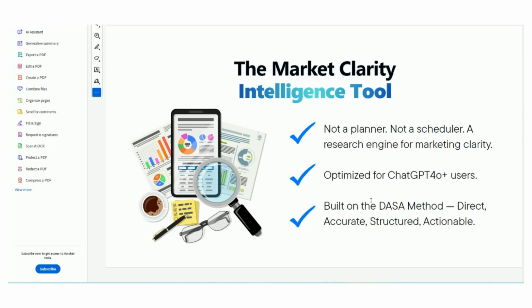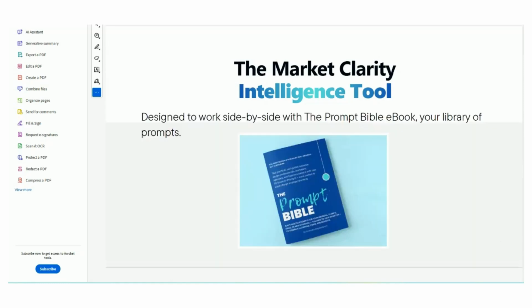Now, it's also built on our proprietary DASA method, which are all of our prompts, everything that you are going to use to get this clarity, to get this data, to get these insights, to get this strategy, to get this messaging. It comes from direct, accurate, structured, and actionable prompting. You're like, okay, Shamara, where do I get the prompting from? Well, here you go. So native to the program, we created a book called the Prompt Bible.